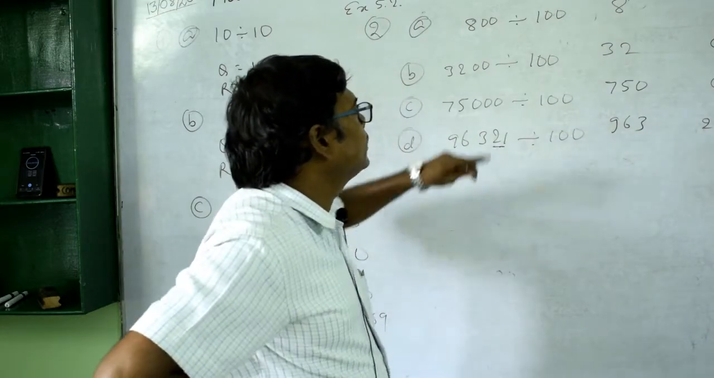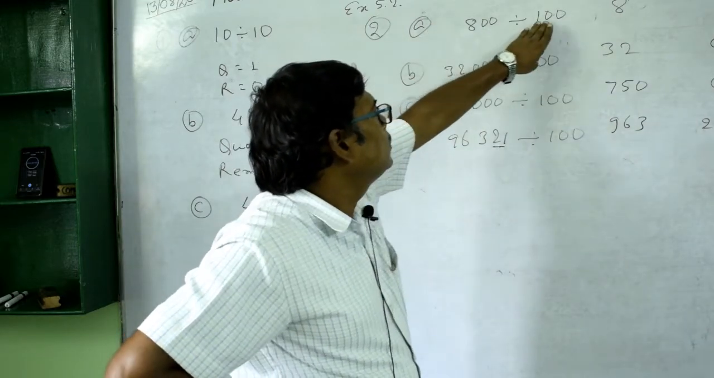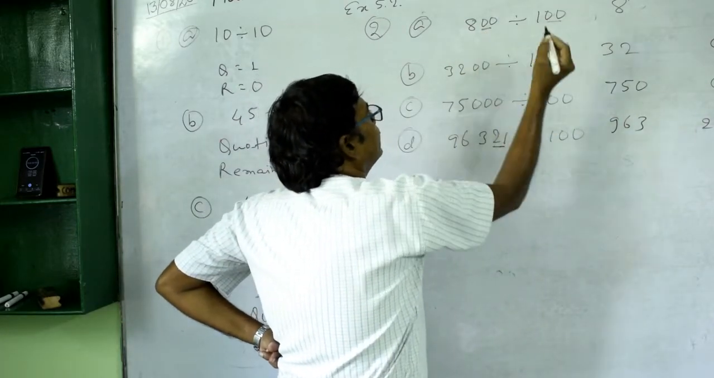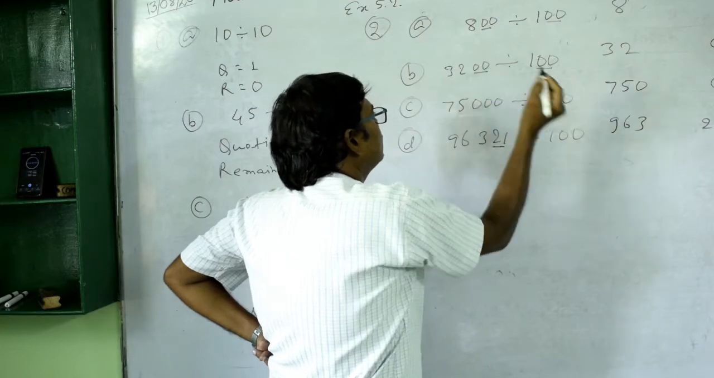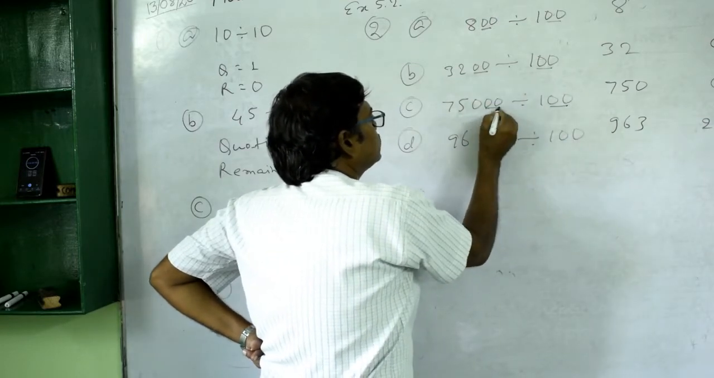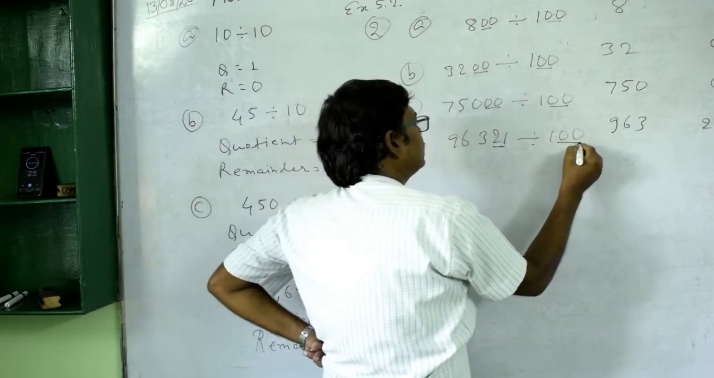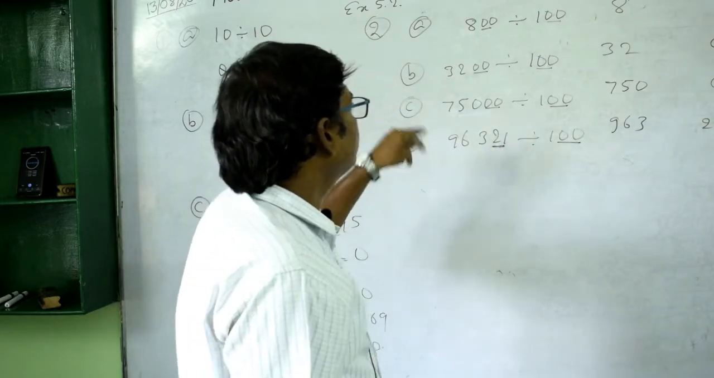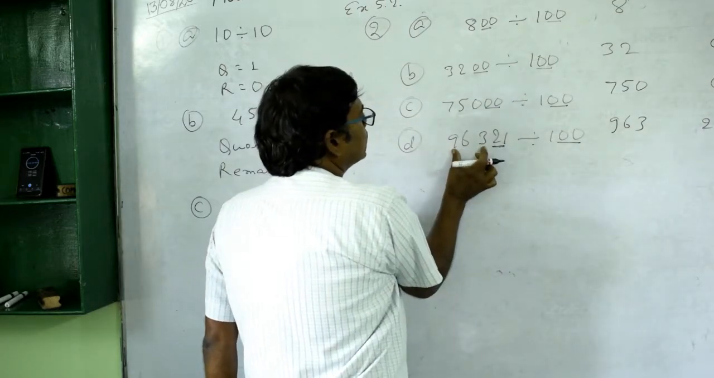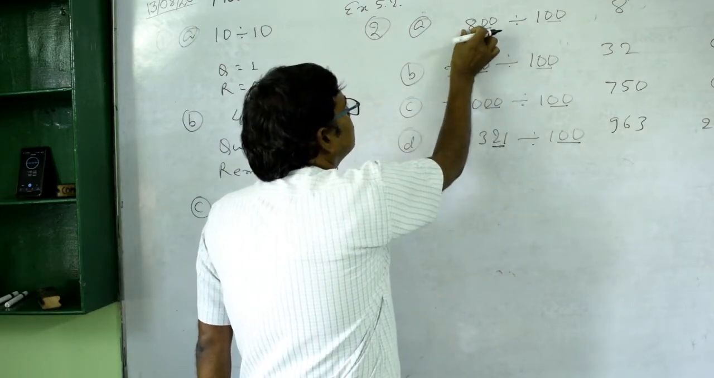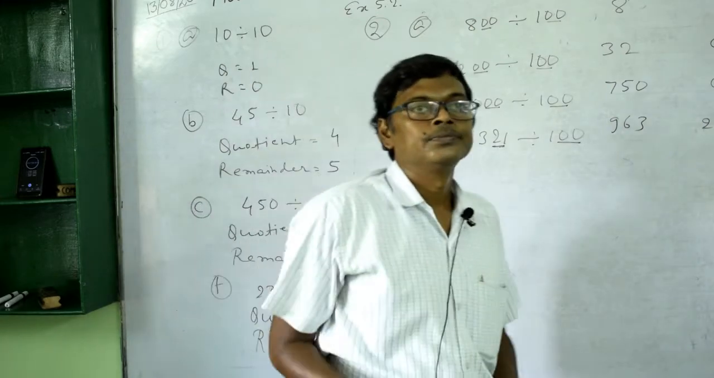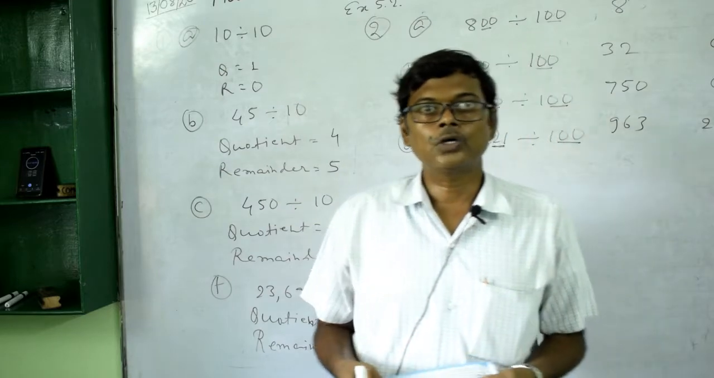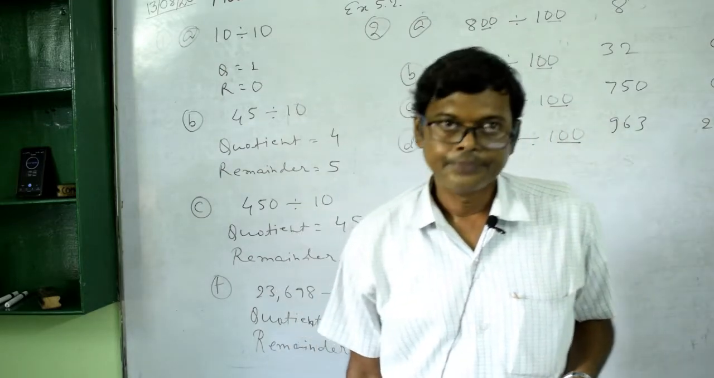The rule is very simple. When you divide by 100, there are two zeros, so the last two digits will be the remainder. Here two zeros are there, these two will be the remainder, and in each case the remaining digits will be the quotient. See that this is the quotient, this is the quotient, and this is the quotient, here 8. So that's simple. I did all the questions, so you will also solve all the questions.